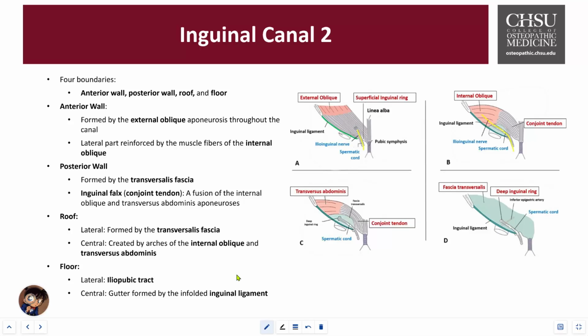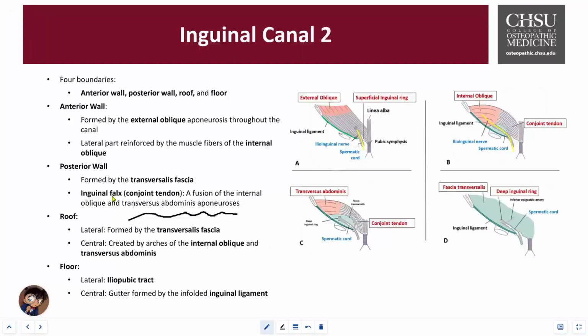The posterior wall consists of the transversalis fascia, with additional support from the inguinal falx. This is also known as the conjoint tendon. This is a fusion between the internal oblique and the transverse abdominis aponeurosis. So that juncture between the 2 aponeuroses is the inguinal falx.